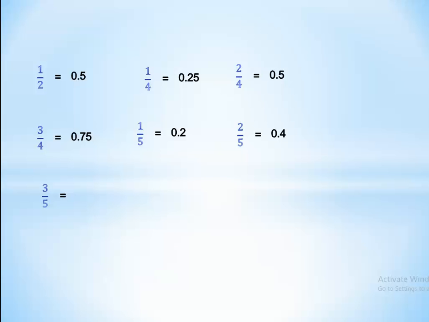Okay, let's see the famous fractions, and we must keep them. Half means 0.5, quarter means 0.25, 2 over 4 means 0.5, 3 over 4 means 0.75, 1 over 5 means 0.2, 2 over 5 means 0.4, 3 over 5 means 0.6, 4 over 5 means 0.8, 1 over 8 means 0.125. Please keep them well.